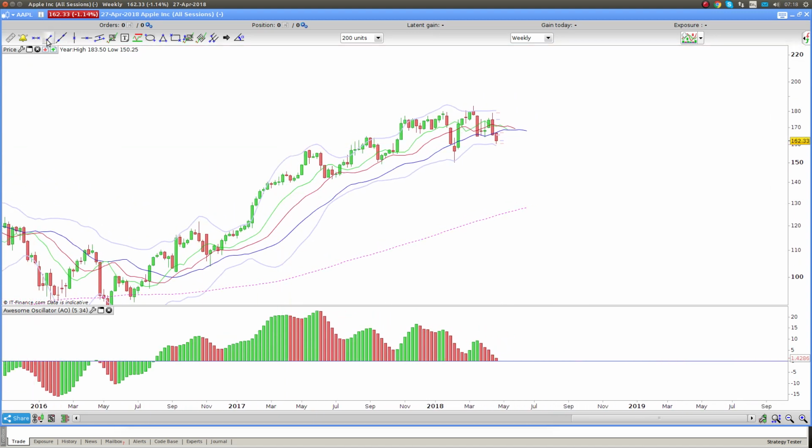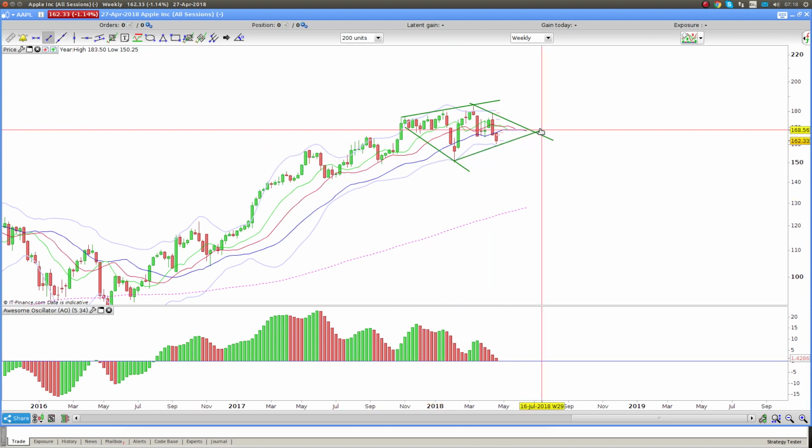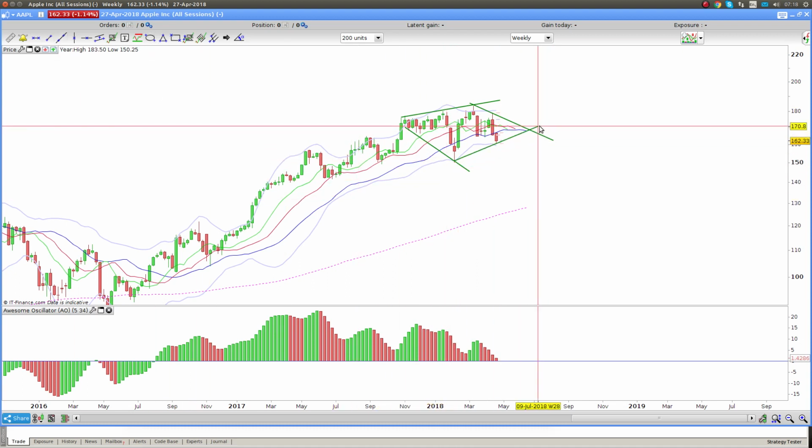So I just want to point out a pattern here on the weekly that has developed, pretty much a consolidation pattern before a breakout, which is called a diamond. So just give me a sec to get these lines in. Right. Now you can see we have a diamond here.